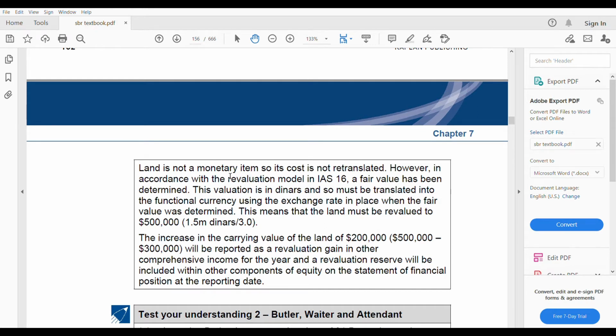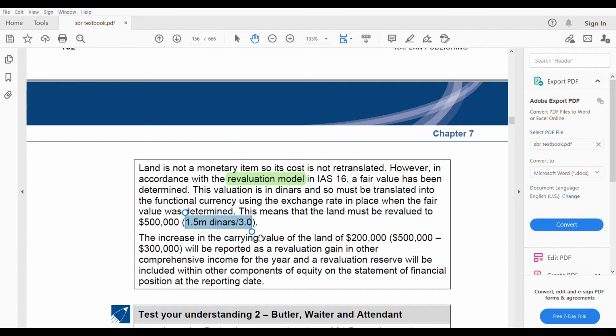Now we are using the revaluation model in IAS 16. So fair value has been determined. This valuation is in dinar and so must be translated in the functional currency using the exchange rate in place when the fair value was determined. When was the fair value determined? At the end. So land must be revalued to 1.5 divided by 3, which is 500,000. So you can see there's an increase from 300 to 500 in the carrying value of the land, right?